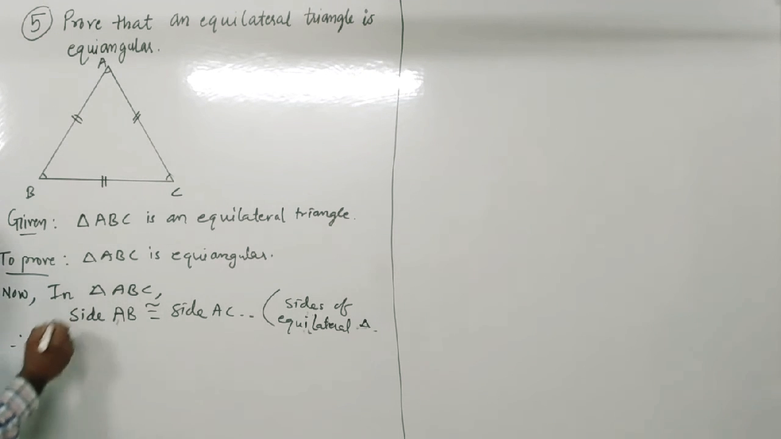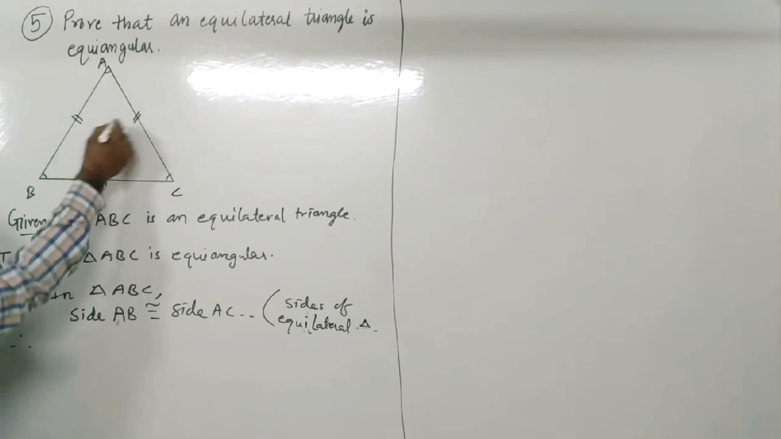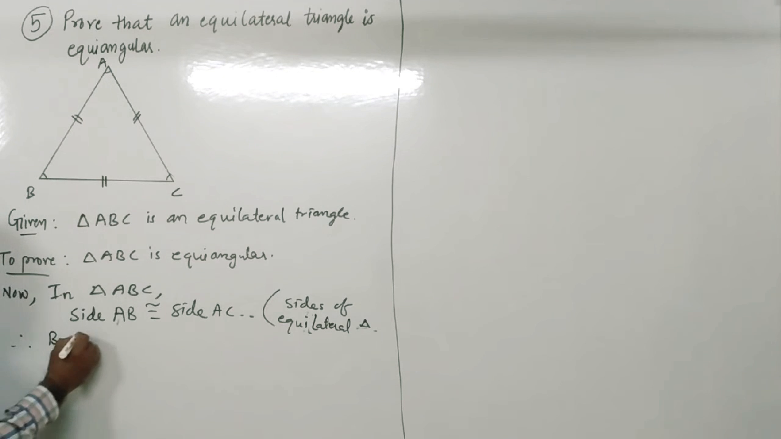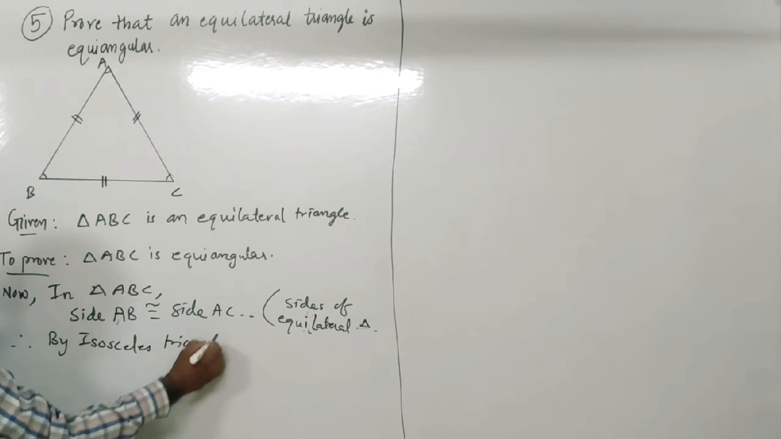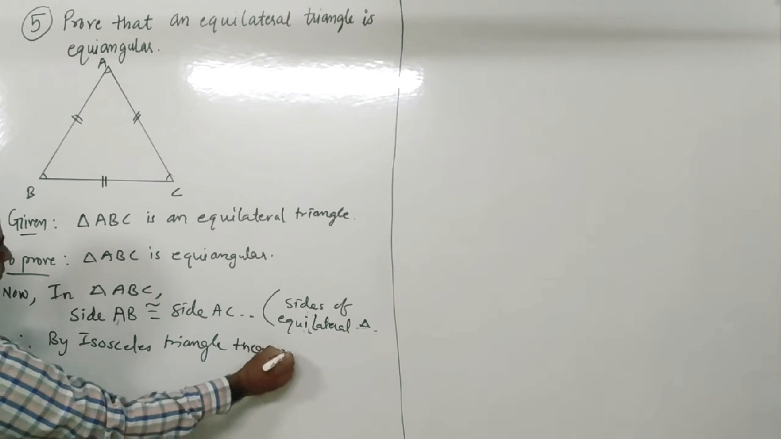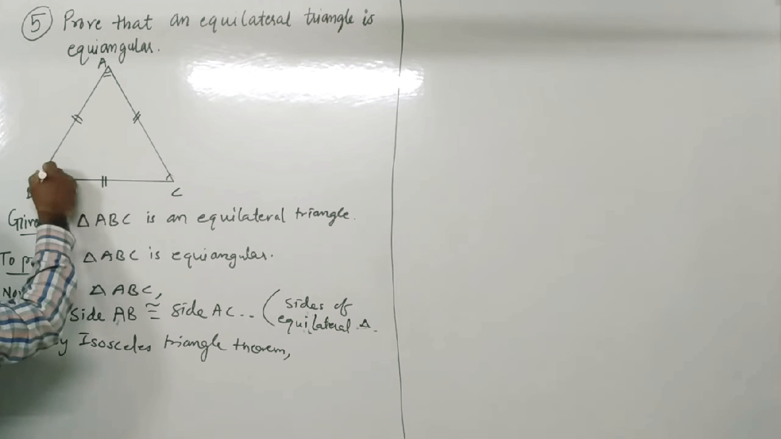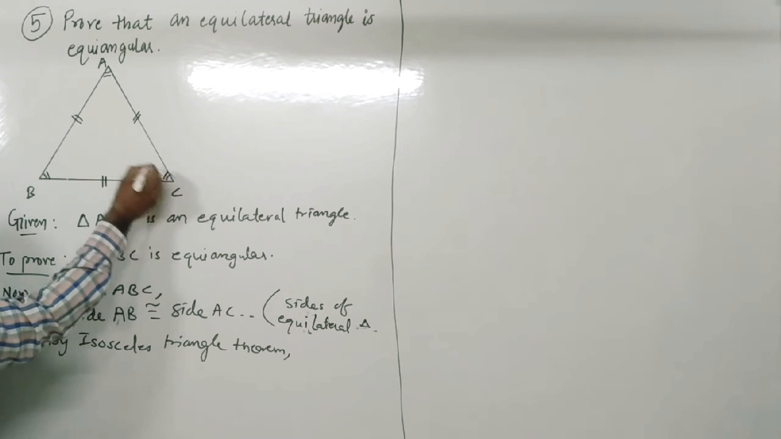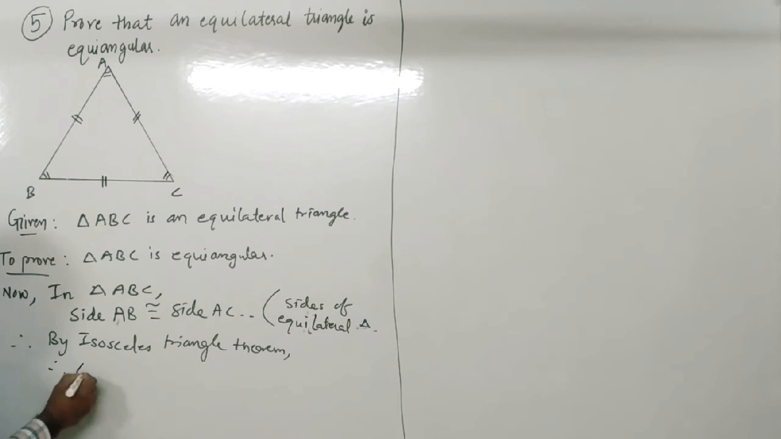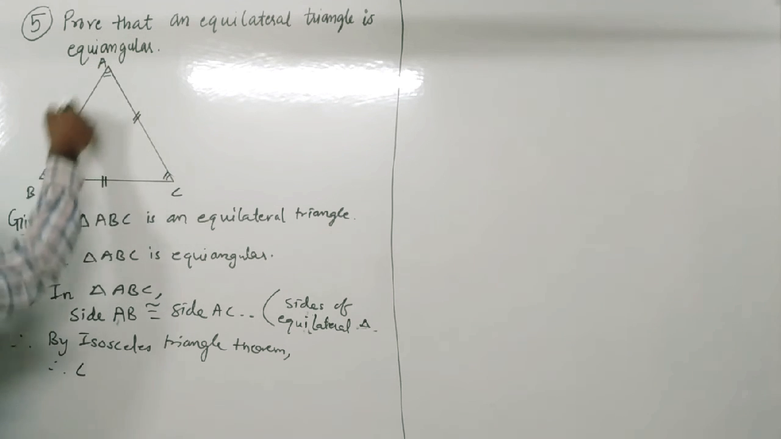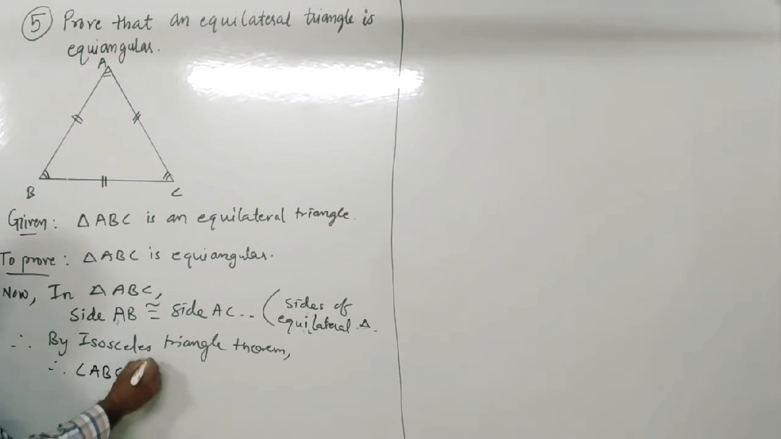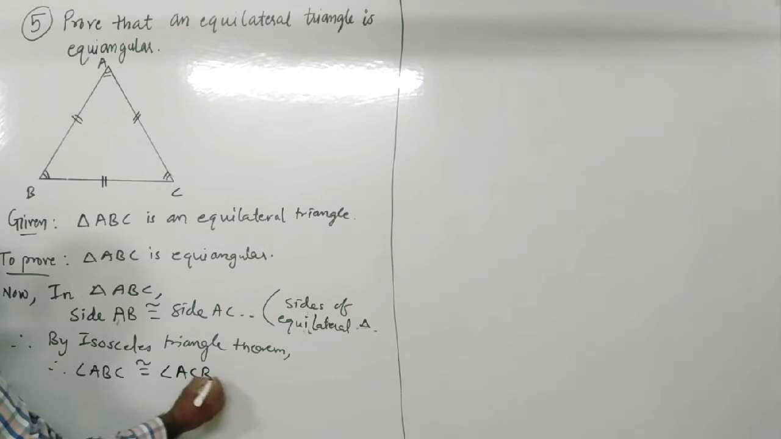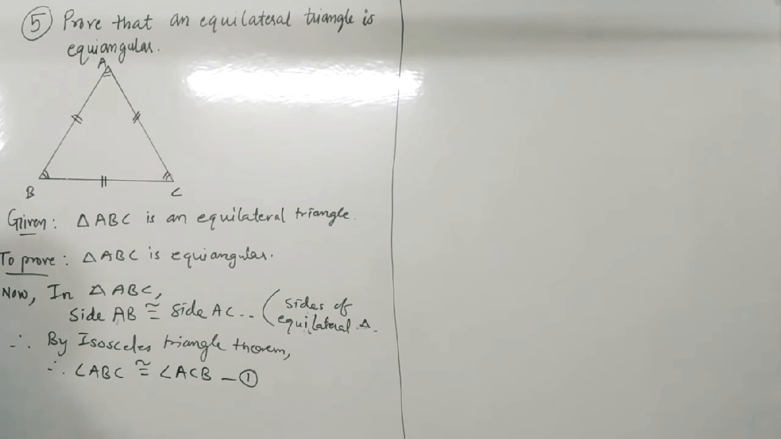Therefore, by now two sides are equal, so by the isosceles triangle theorem, the base angles opposite to the congruent sides are congruent. So here in triangle ABC, the sides opposite, AB is congruent to AC. So angle ABC is congruent to angle ACB. Angle ABC is congruent to angle ACB, number one.